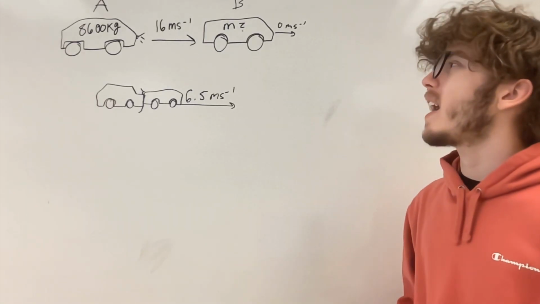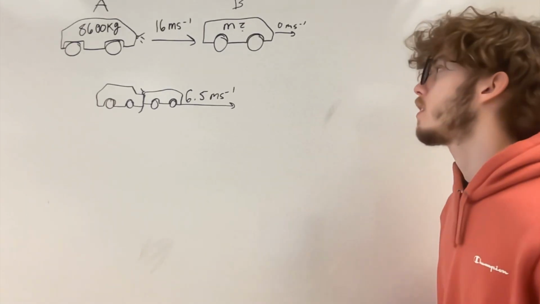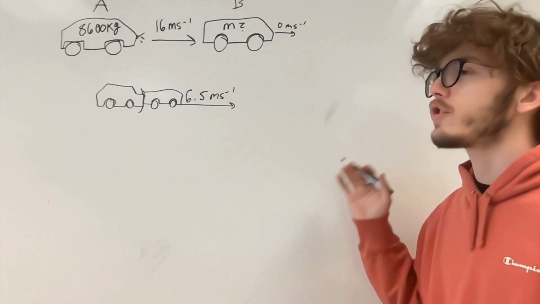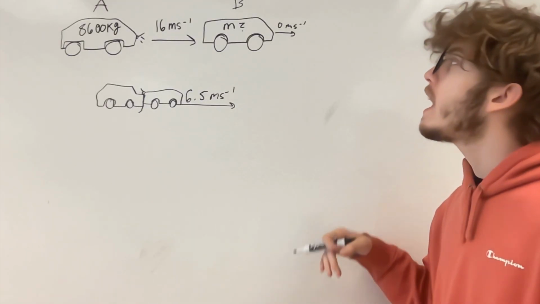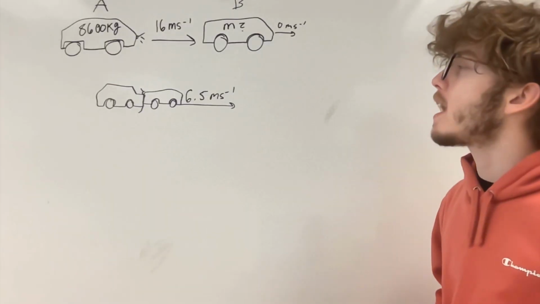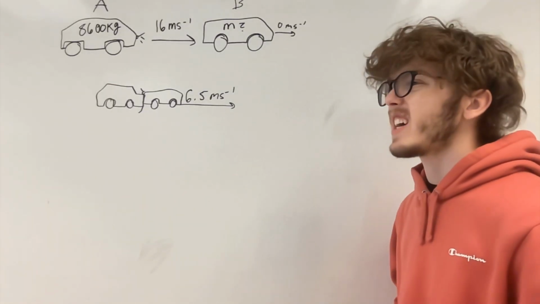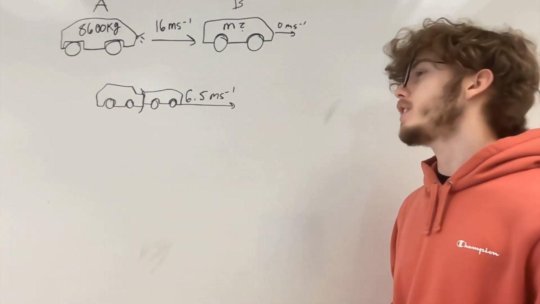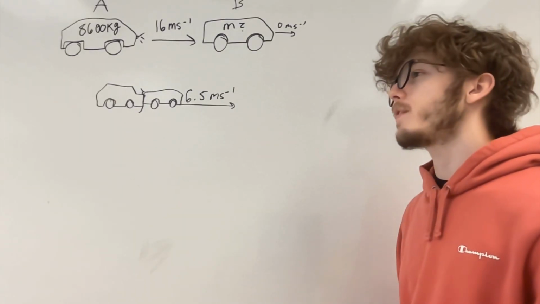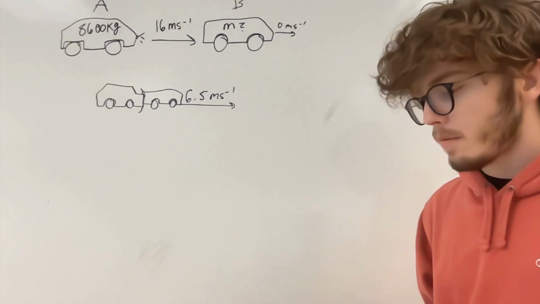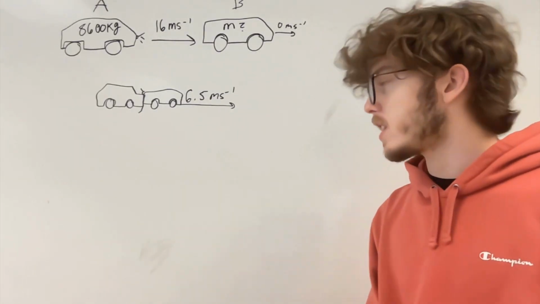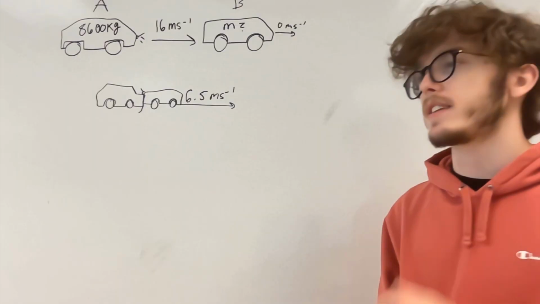So in this problem, we have an 8,600 kilogram car A that is traveling at 16 meters a second, and it slams head on into a car B of unknown mass, okay, and it's at rest. After the collision, both cars are moving at 6.5 meters a second, and they're moving together, okay? So this tells us that this is a perfectly inelastic collision.